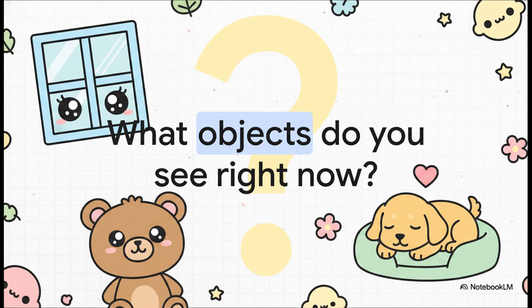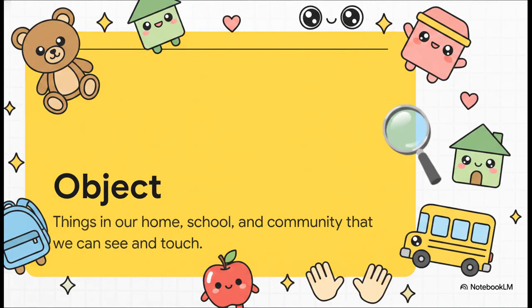I want you to take a super quick look around the room you're in right now. What do you see? Go ahead, shout it out loud. Maybe you see a window, a cool toy, or hey, maybe even a pet dog sleeping in the corner? Well, guess what? Everything you're pointing at has a very special name in science. All those wonderful things you just spotted are called objects.